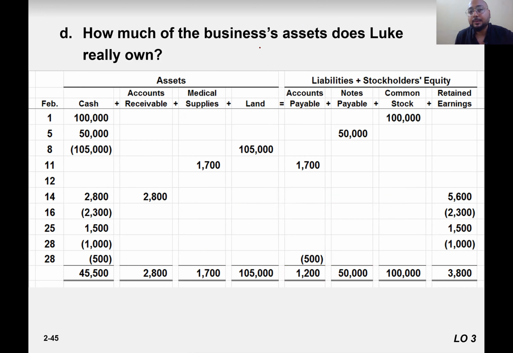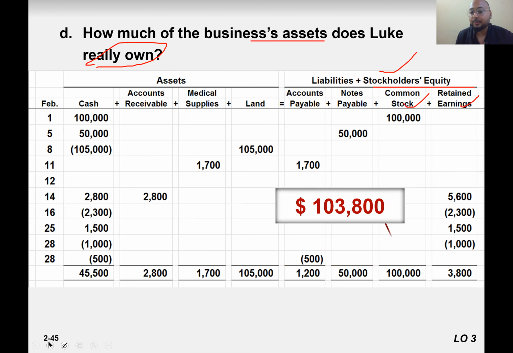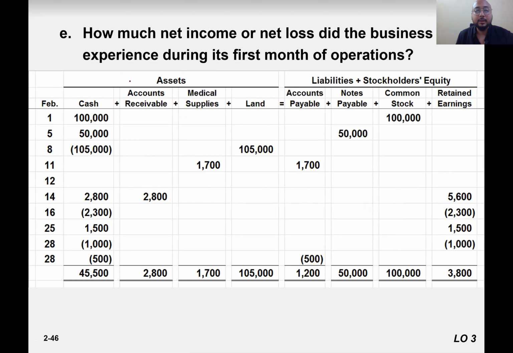How much of the business assets does Luke really own? It means we're talking about how much is the shareholder equity, which consists of retained earnings plus common stock. How much? 100,000 plus 3,800. Right?